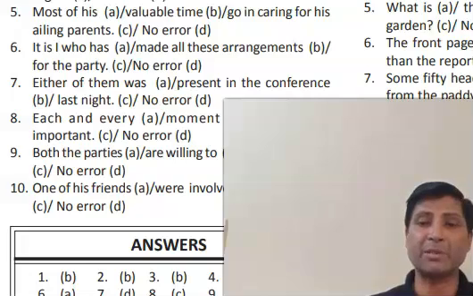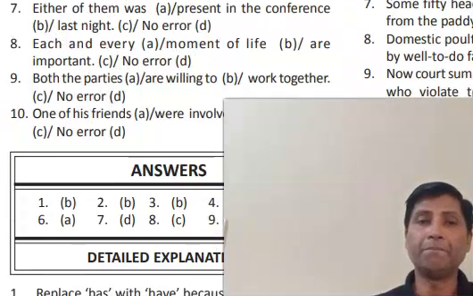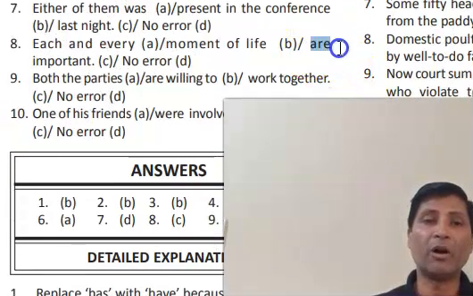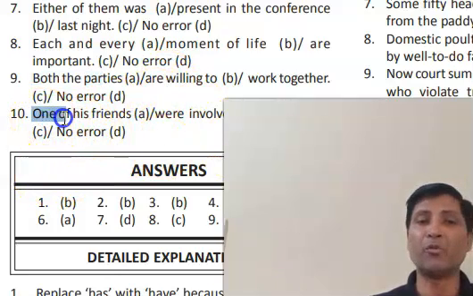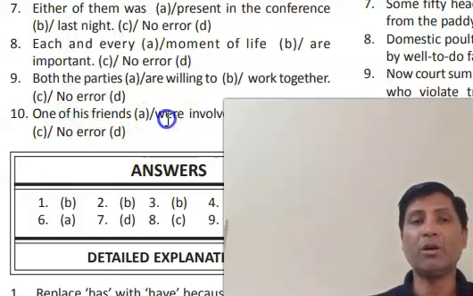Let me see whether verb singular or plural. Verb plural, wrong. It should be are. Both the parties plural, verb should be plural. Here are, it's correct, no error. One of, remember one of rule, singular, verb should be singular. In place of were, it should be was.